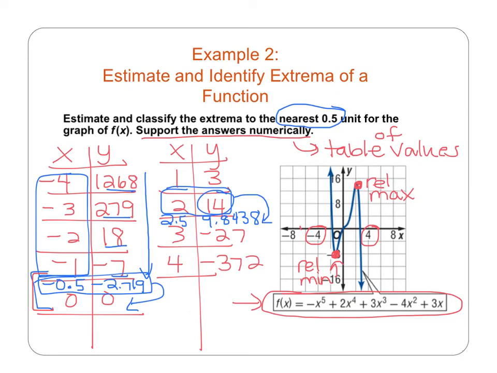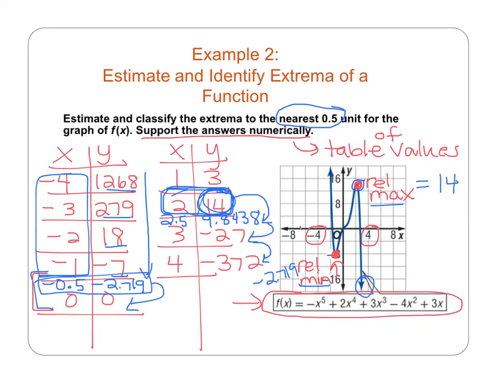We move from 14 to 9.8 to negative 27 to negative 372, and by our end behavior, because the graph is pointed downward, the graph will never increase again. And so this point right here is a relative maximum, because this, again, is the highest y-coordinate we ever reach. So what we want to do is estimate and classify the extrema. We've already classified them as being a relative min and a relative max. And my relative max occurs at 14, and my relative minimum occurs at negative 2.719.